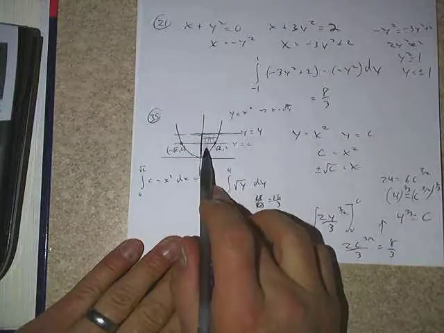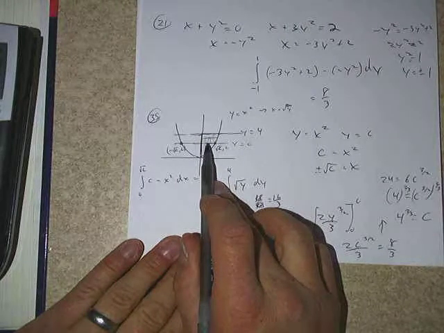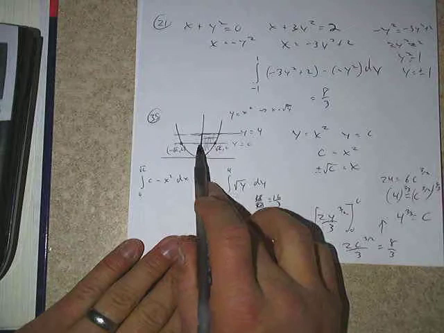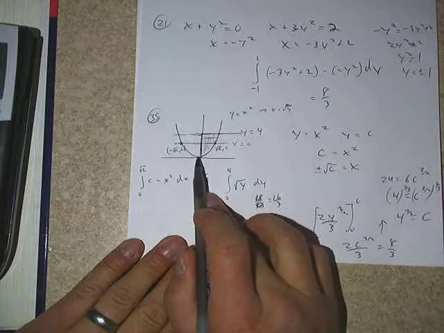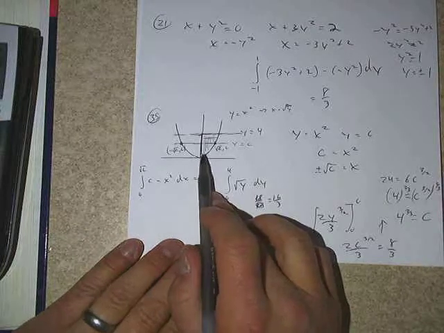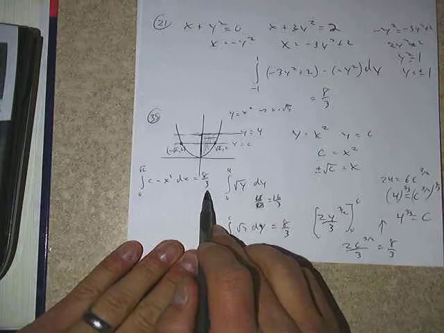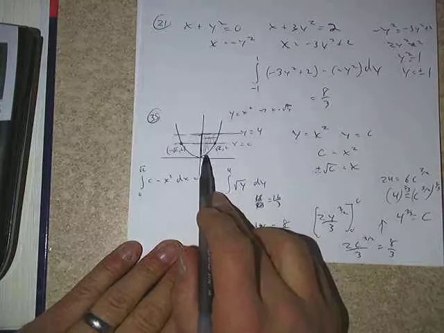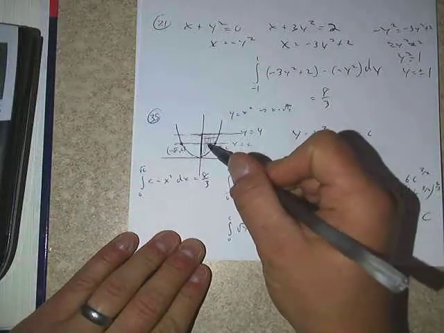Alright, now thinking of it from an x standpoint, couldn't we also write, if we wanted to find c, an integral from 0 to radical c of c minus x squared dx? Wouldn't that also have to equal 8/3?